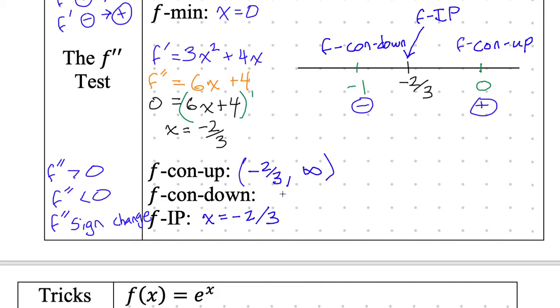And Claire, you want to do concave down? There it is. Do you include negative 2/3, Claire? No. Perfect.